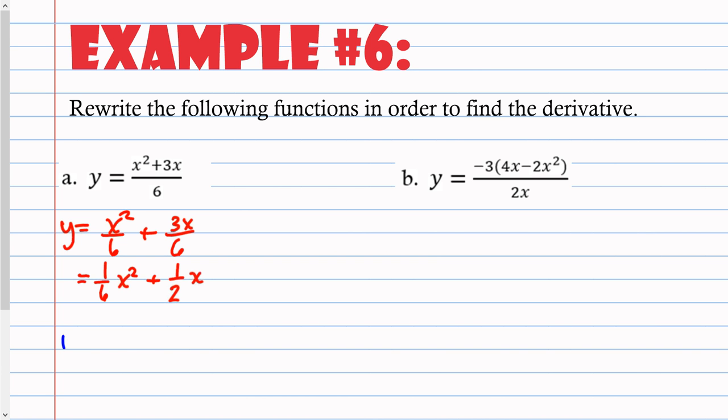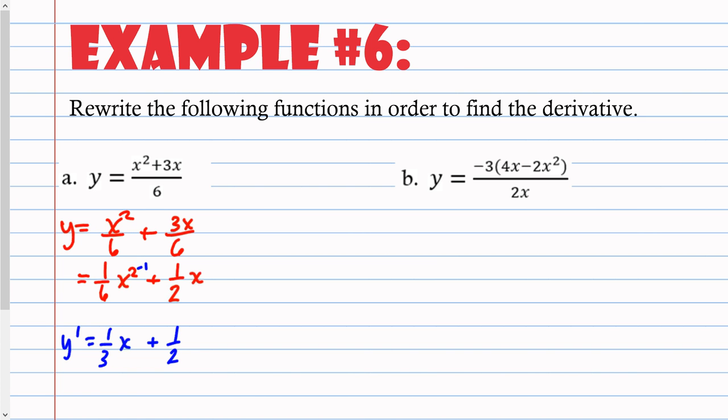So y prime is going to be 2 times 1/6, which is 2 over 6, which I can reduce to 1/3, even though I really don't have to, times x, and then I have to subtract 1. So 2 minus 1 is just 1. So that part is done. Plus 1/2 x is just 1/2, because that's like slope-intercept form. The number in front of the x is the slope, so the x does go away. So there's my derivative. This is a very simple function, but because of the division, people think it's harder than it is.